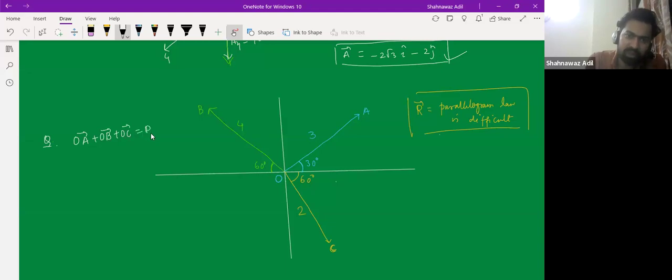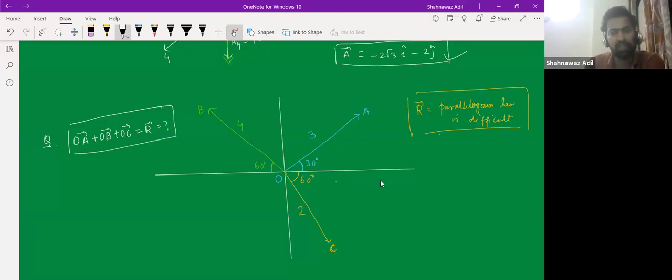What is this resultant, right? And we cannot find this resultant using the parallelogram law easily. So then we have to check the use of this resolution of vectors. So I will directly write, or you solve this thing and tell me what is the R that you are getting. First you solve, and then we'll check whether it is correct or incorrect. Solve this thing and tell me what is the resultant.